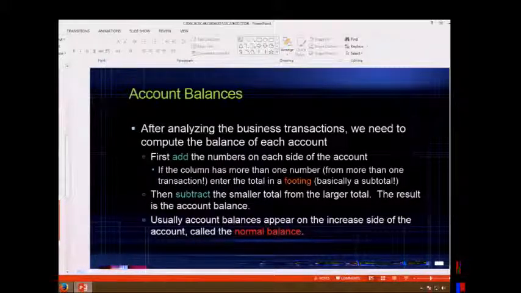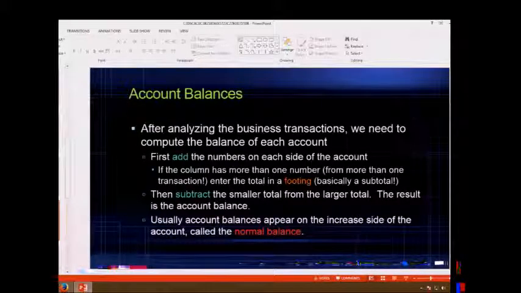So you're going to add all the debits for that T account, and then you're going to add all the credits for that T account and do a footing on that side. And then to get the balance, you take the biggest number minus the smallest number and record that on whichever side is bigger.